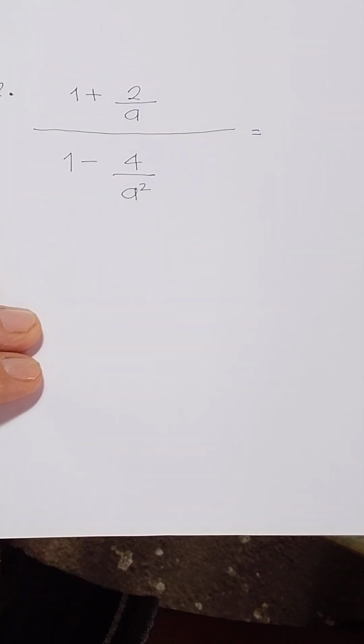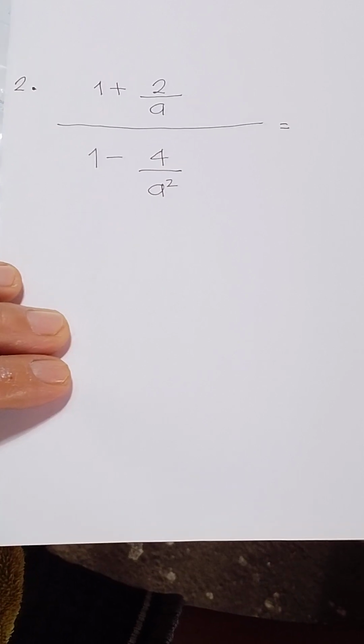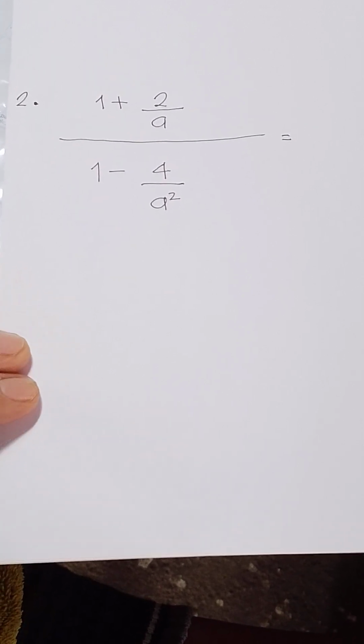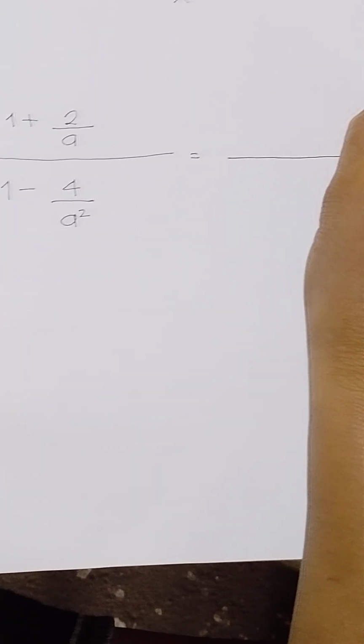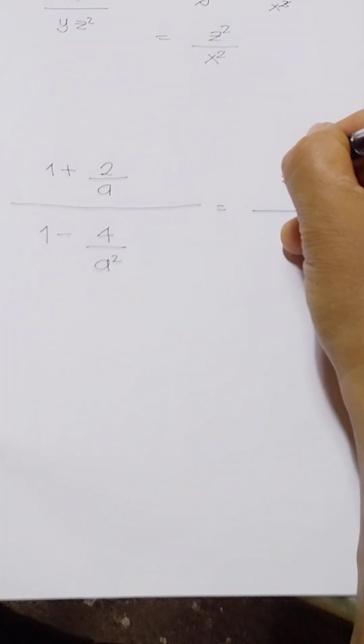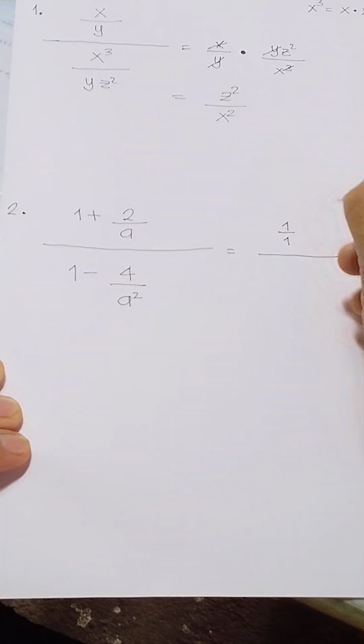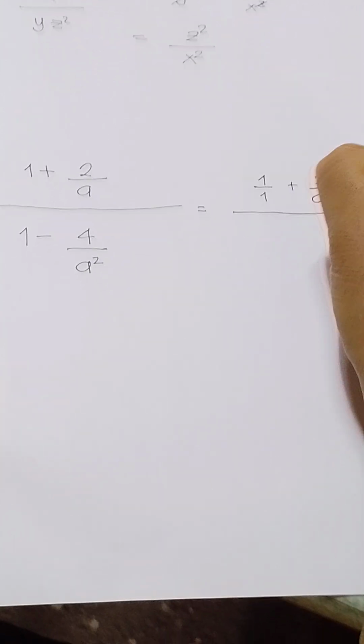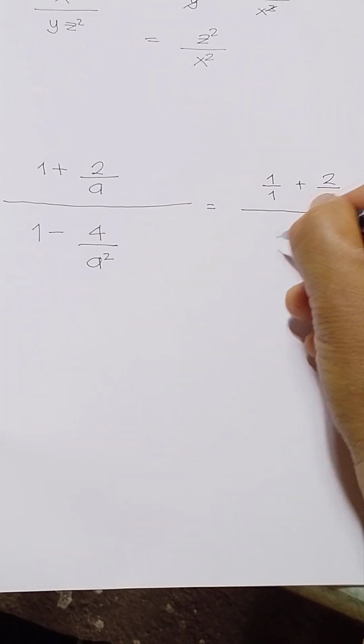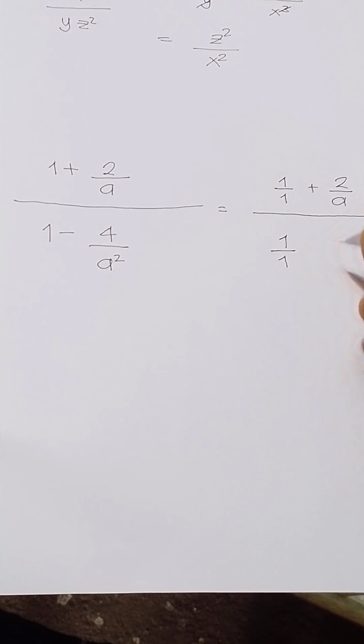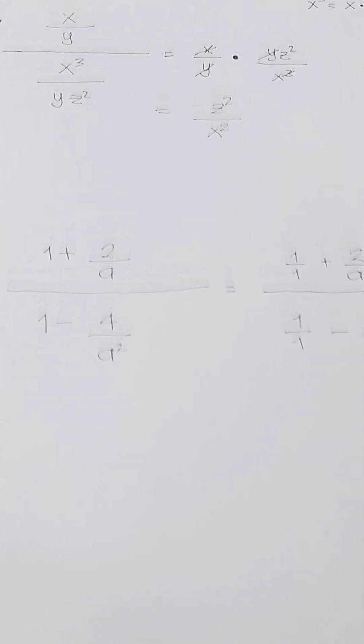Now let's proceed to number 2. I have here 1 plus 2 over a, all over 1 minus 4 over a squared. Since 1 has no denominator, I can write this as 1 over 1 plus 2 over a. And then the denominator, I can also write as 1 over 1 minus 4 over a squared.